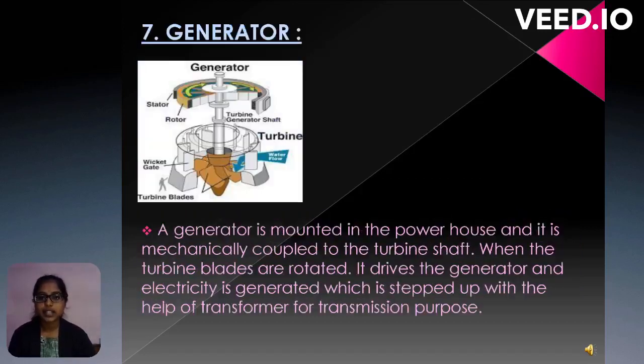Generator. A generator is mounted in a powerhouse and is mechanically coupled to the turbine shaft. When the turbine blades rotate, they drive the generator and electricity is generated, which is stepped up with the help of a transformer. For transmission, there are long transmission lines through which power is distributed to different places.